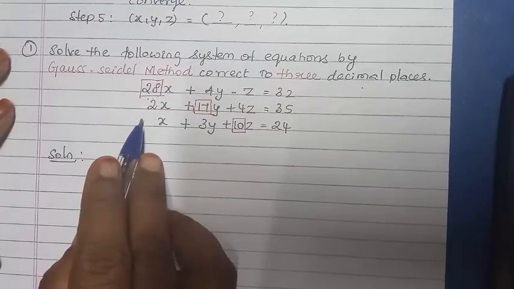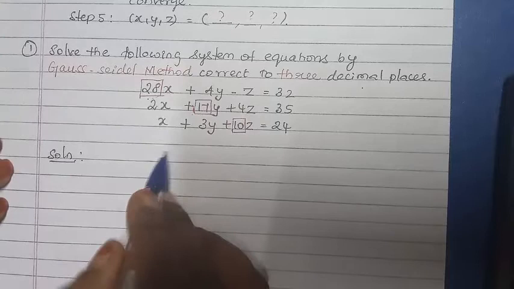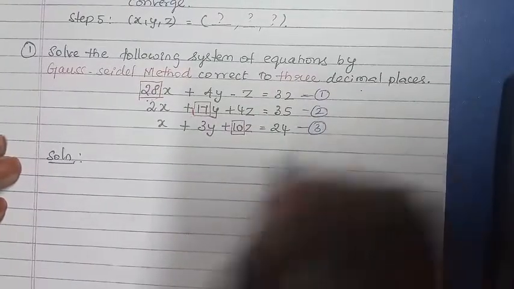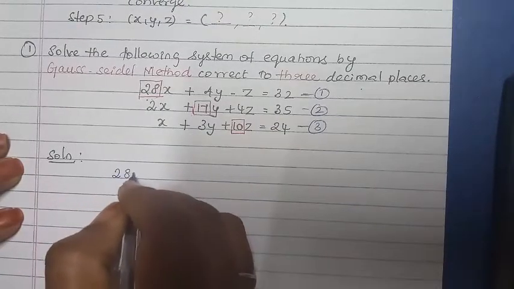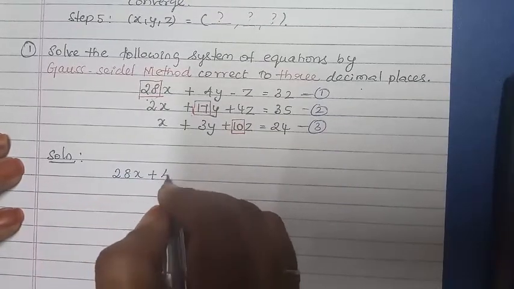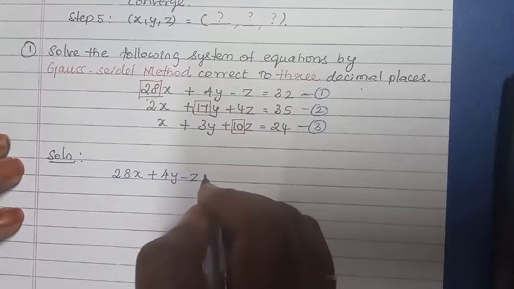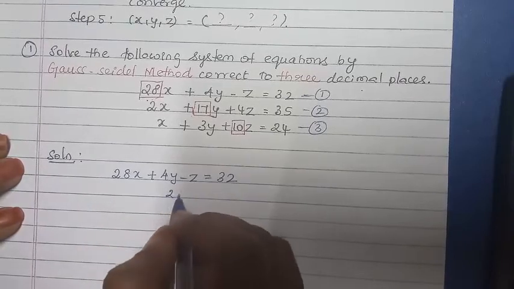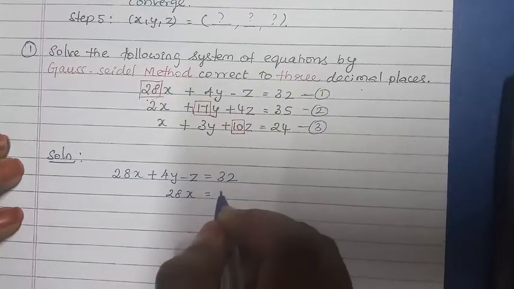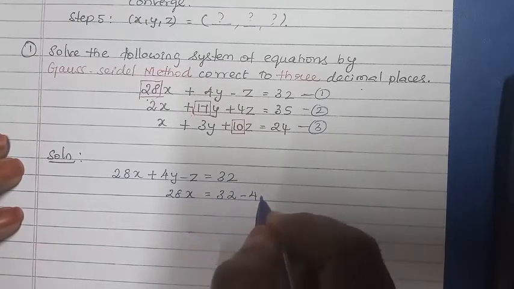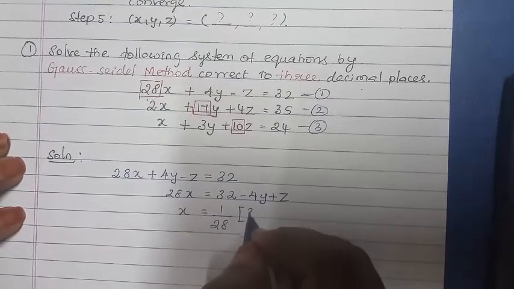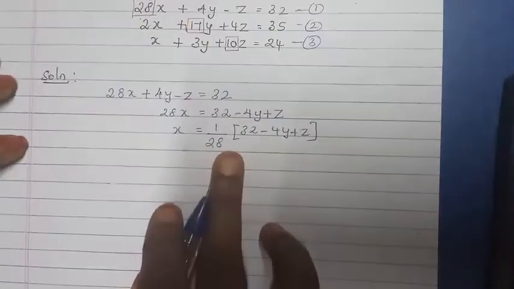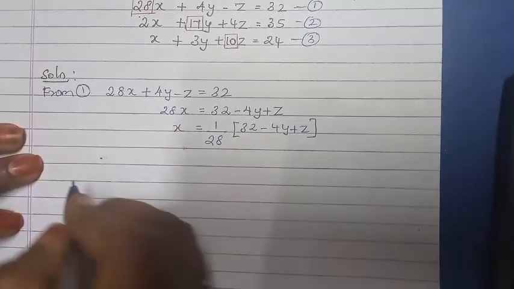Let us get the values of x, y and z from equations 1, 2 and 3. Let us take equation 1, which is 28x plus 4y minus z equal to 32. We have to get the value of x. So keep 28x on the left hand side and transpose the other values to the right hand side: x equals 1 by 28 into (32 minus 4y plus z). This is the x value from equation 1.